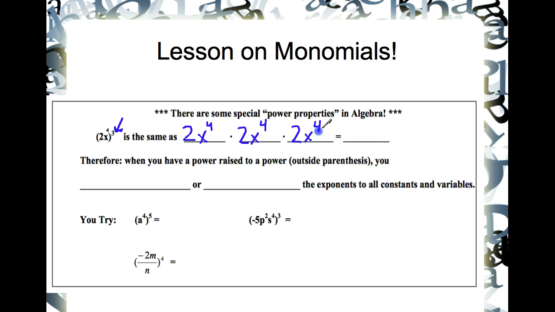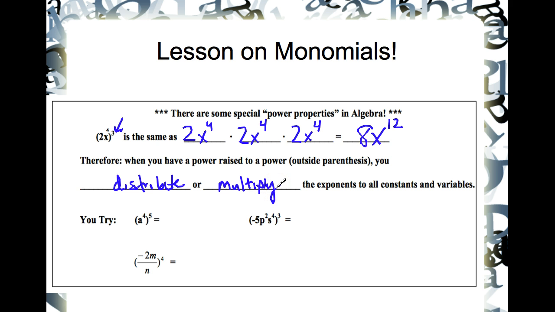Now, learning what we already went through today, multiply the coefficients. 2 times 2 times 2 is 8. And when you have the same variable x, you keep it and you add the powers. 4, 4, and 4 is 12. So here you have 8x to the 12th. This is very important to try to keep together here. When you have a power raised to a power outside parentheses, you basically distribute or multiply the exponent to the variable powers inside.